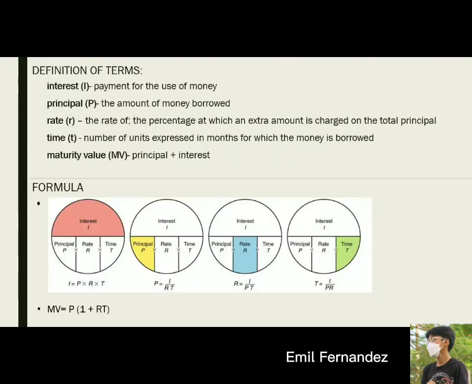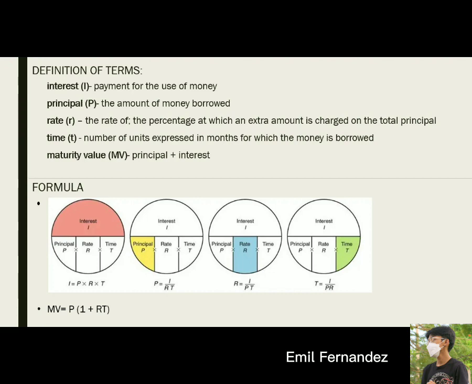Now that we know what simple interest is, let's look at the formulas and its definitions. Don't worry because it's very simple. I stands for interest, P stands for principal, the starting amount or the borrowed amount. R stands for rate, the percentage of the extra amount charged on the total principal. T stands for time expressed in months. And lastly, MV or the maturity value is the amount payable at the end of the term.